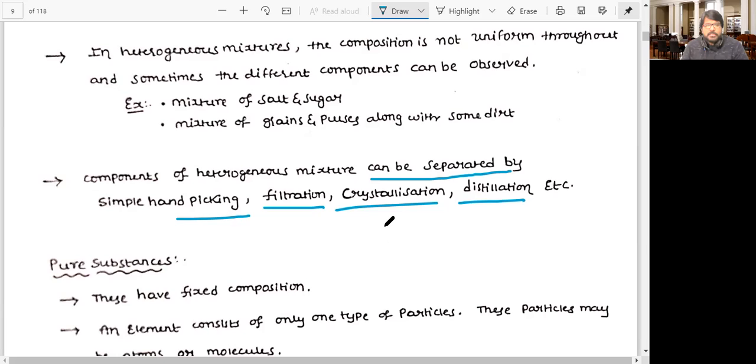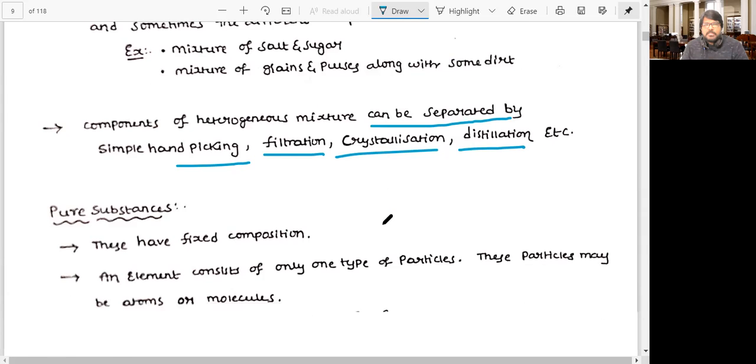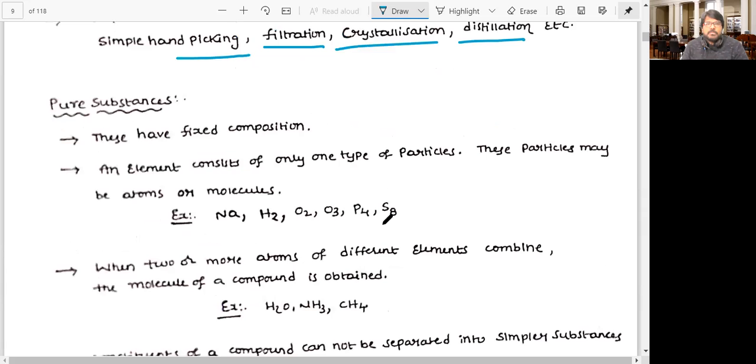This is about mixtures. And the pure substances, 100% they have fixed composition. In case of mixtures, you can change the composition. For example, you have added 10 grams of sugar to 1 liter of water. That is an aqueous solution of sugar. Or you can add 20 grams of sugar to 1 liter of water. The composition is not fixed. But in case of pure substances, composition is fixed.